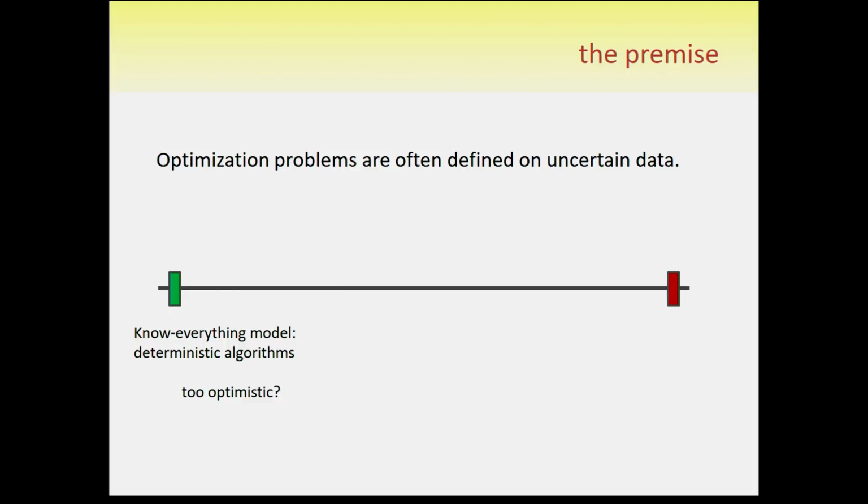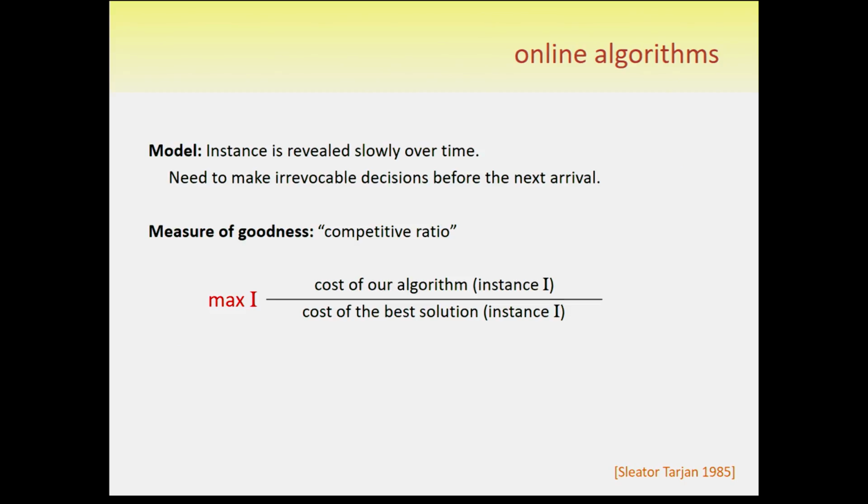So very unsatisfying. Or a model which has been very popular and successful, and a beautiful model, is that of online algorithms. And just in case you haven't seen it before, here's a one-slide primer about online algorithms. The instance is revealed slowly over time. And you need to make irrevocable decisions before the next arrival happens. So a bunch of paging requests happen. You need to figure out which page to kick out of your cache.